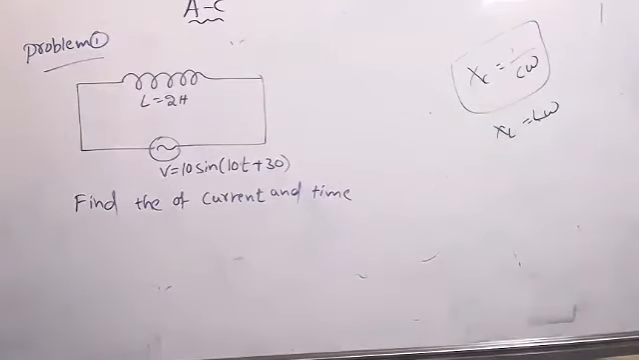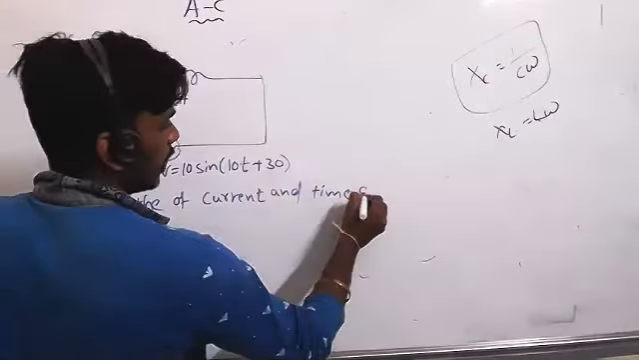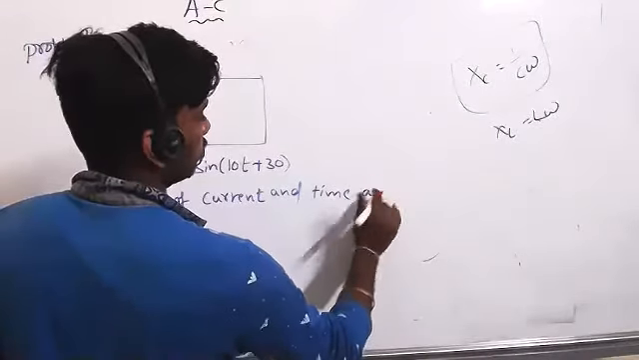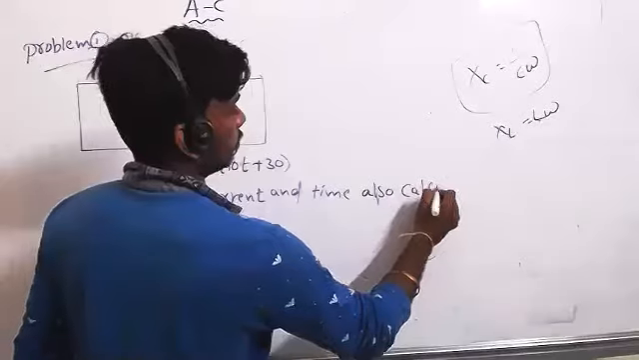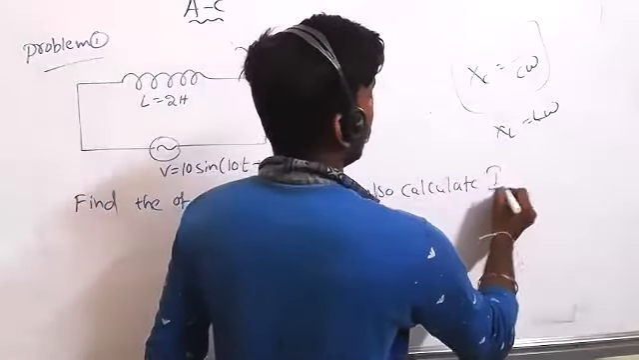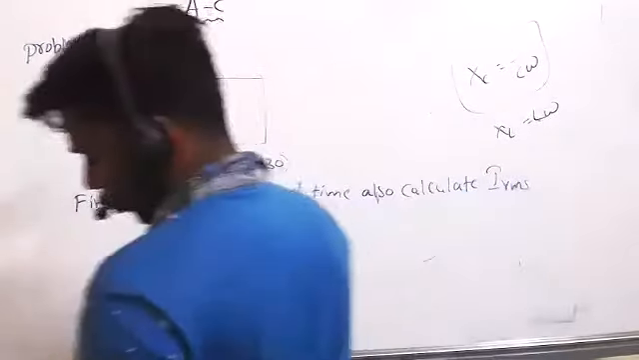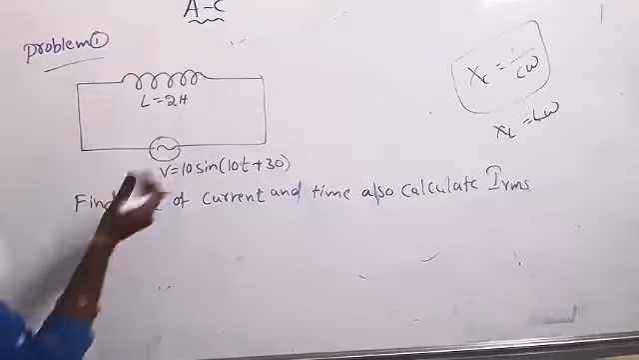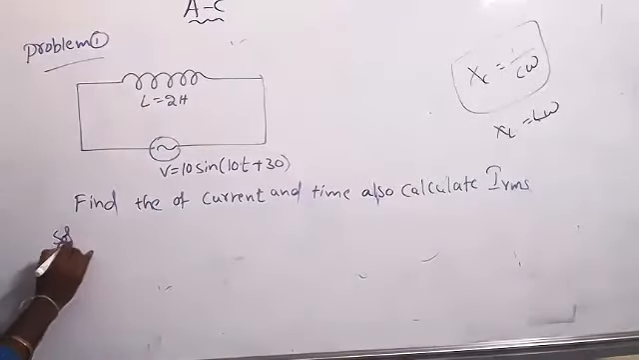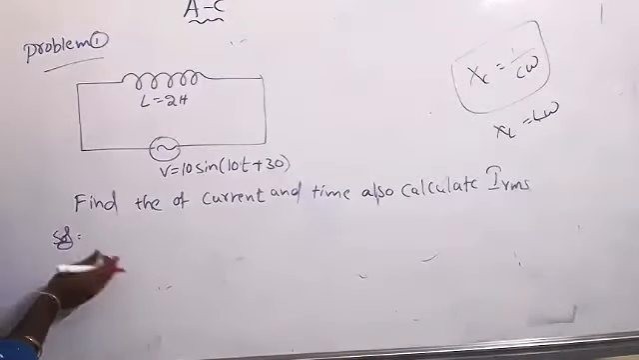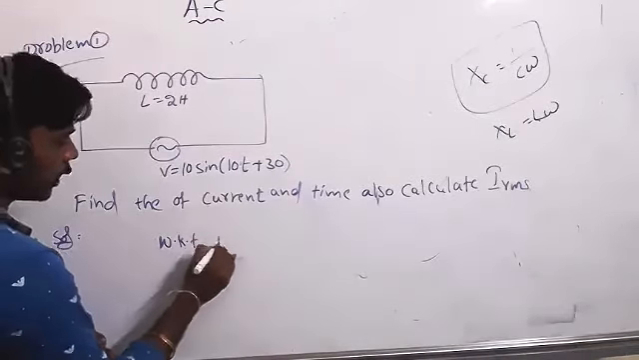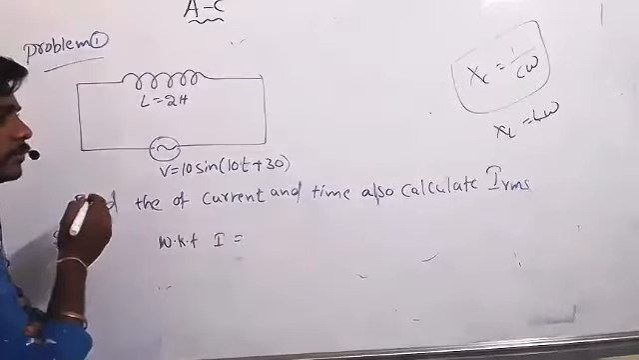Current and time. Also calculate IRMS. Now we know that solution. Let's see. What is the I, we know that I is equal to how much in the inductor?